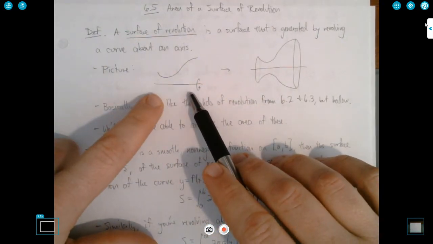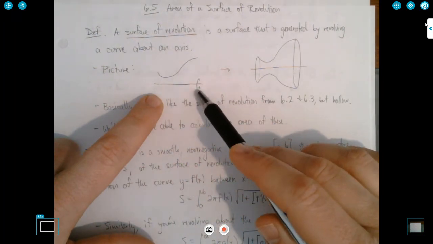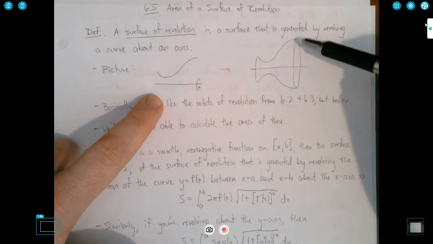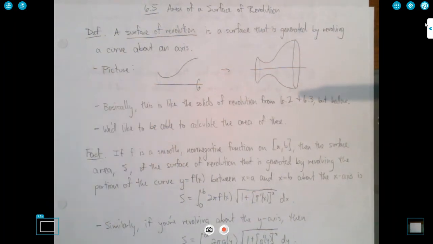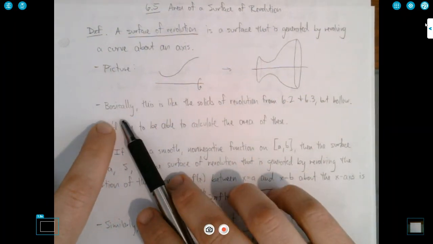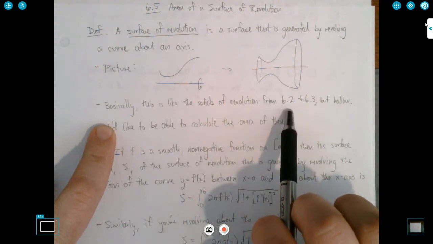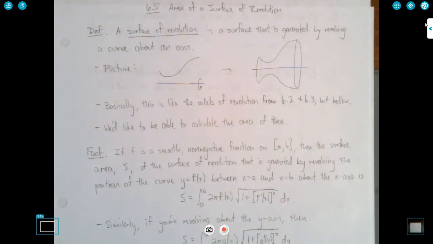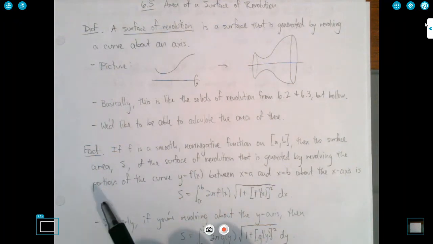So, for example, you might have this curve, and if we revolve it around the x-axis, then we get this kind of shell. It's not a solid, it's just a shell, right? So it's a lot like the solids of revolution from 6.2 and 6.3, but it's hollow, okay? And we'd like to be able to calculate the area of these. So I'm just going to go ahead and give you the result.